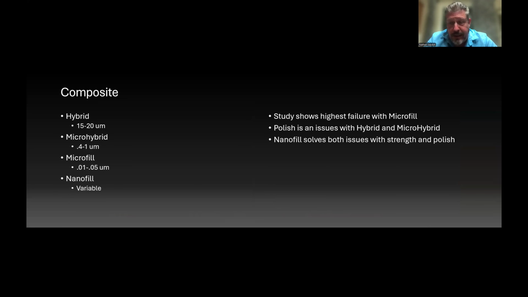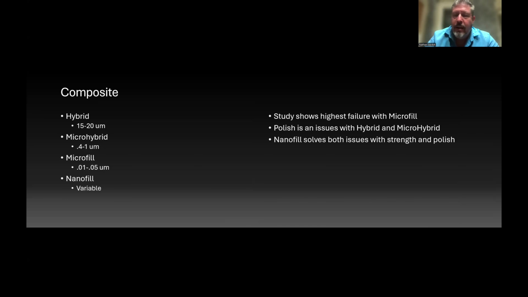What composite are you going to use? If you're going to use flowable composite, I use packable composite. Some people talk about hybrids being super strong, and then you have microhybrids, microfills, and nanofills. The highest failure rate is going to be with the microfills. They're just not strong enough, but they're very polishable and beautiful. With hybrids and microhybrids, they're very strong, but they don't hold their polish. So some people will use a hybrid on the lingual, a microhybrid for strength, and then microfill on the front. That's too many things. It's too many things for me. Nanofills solve everything. So just use a nanofill.